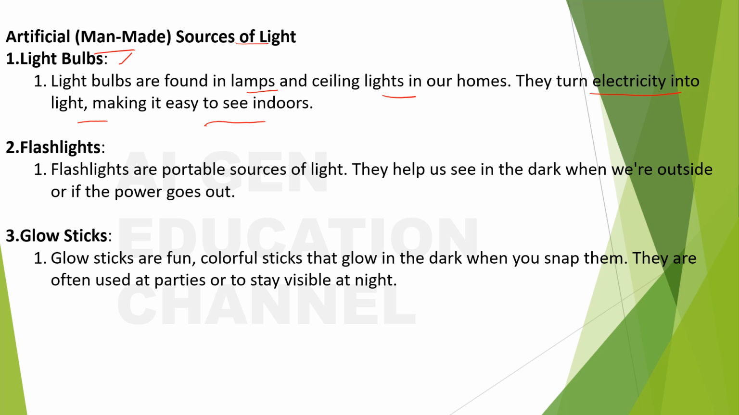And apart from that, what else do you have? Flashlights. Flashlights are the portable sources of light. They help us see in the dark when we are outside or if the power goes out. The flashlight you kids are all used to is the flashlight in a mobile. Apart from that, there are other types of flashlights too. You ask your parents, they will show you. Next, glow sticks are fun, colorful sticks that glow in the dark when you snap them. They are often used at parties or to stay visible at night. This is also an artificial source of light.